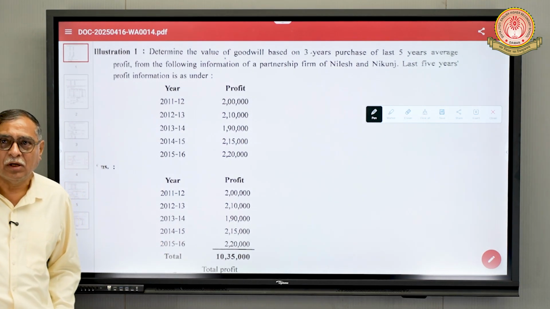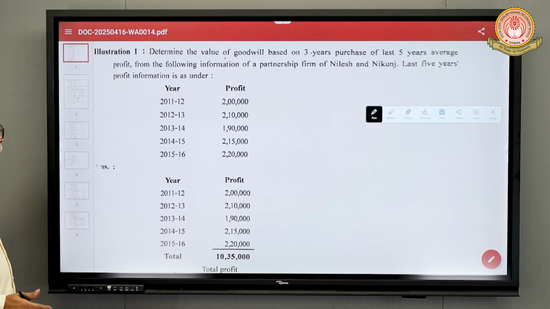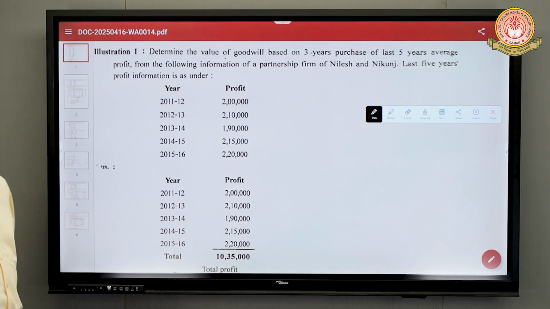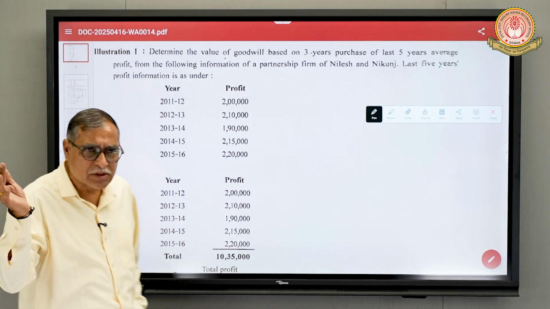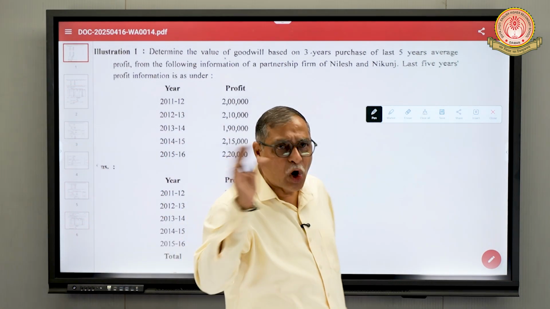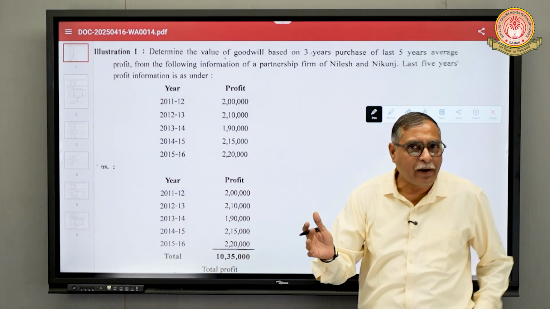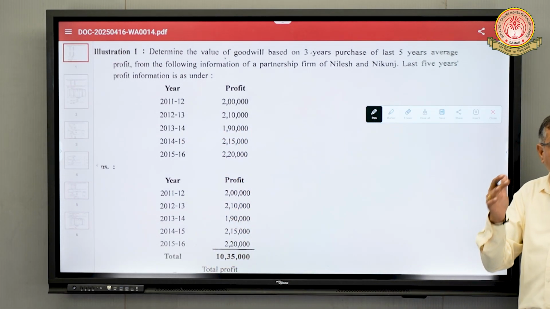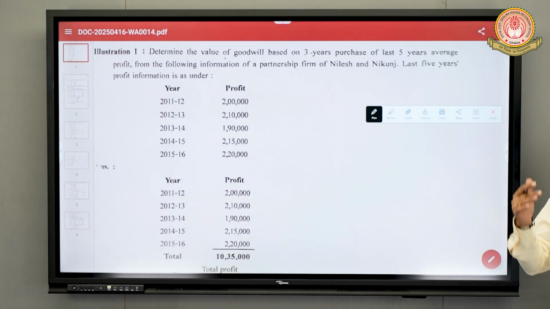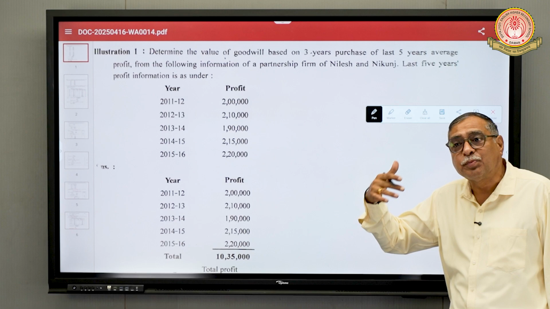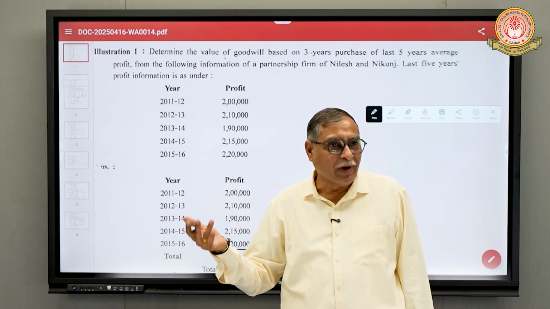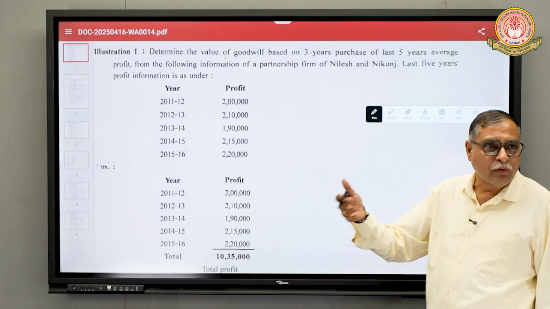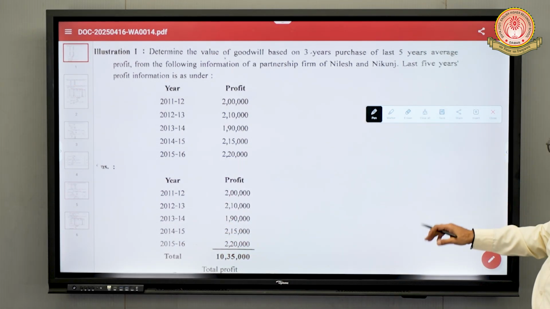First method we will see is the average profit method. What is average profit? It means all the years' profits we add, total profit, divided by number of years. That is average profit. Okay, so average profit into number of years purchase is called valuation of goodwill. The value of goodwill we will get after multiplying by the number of years purchase. So we will see by illustration.